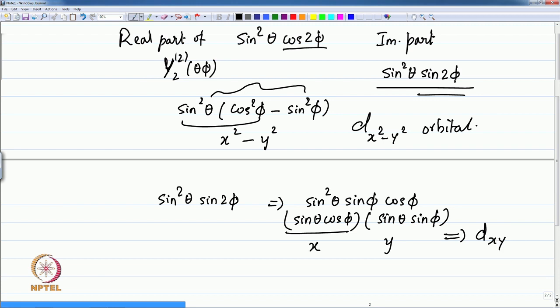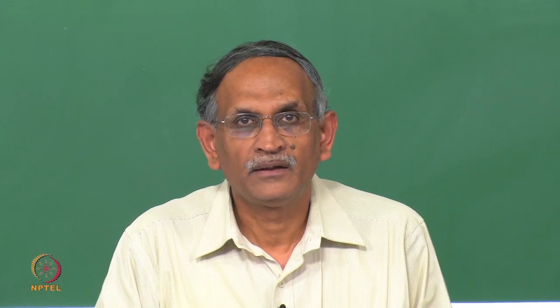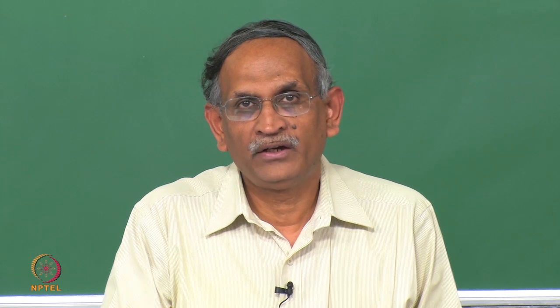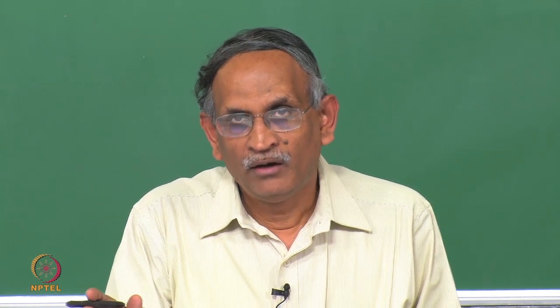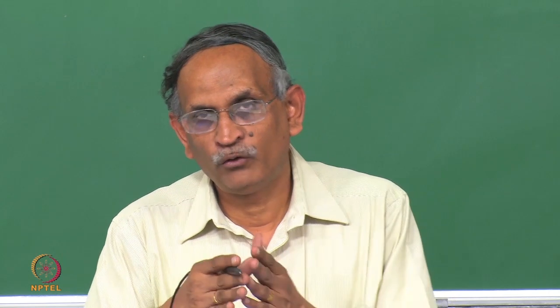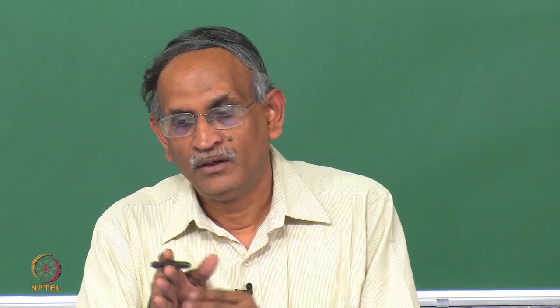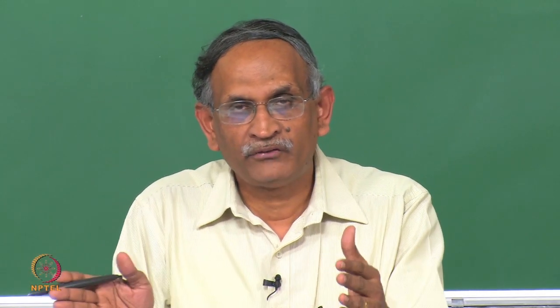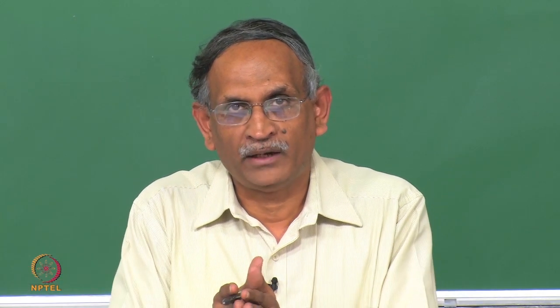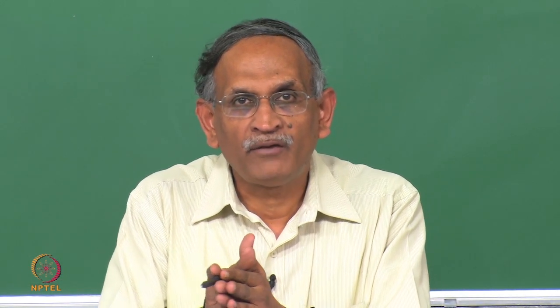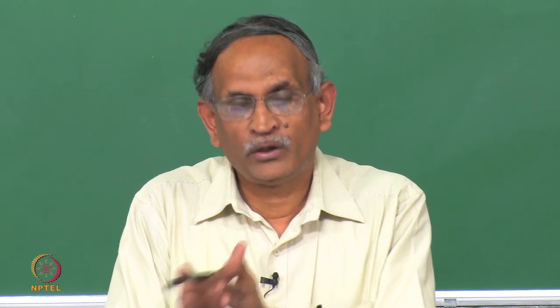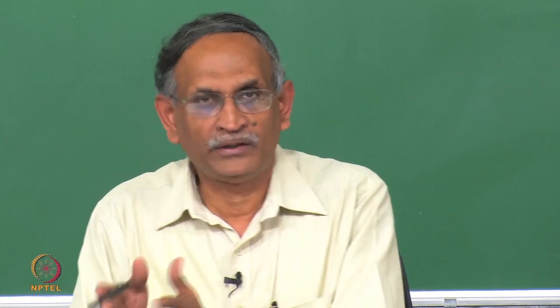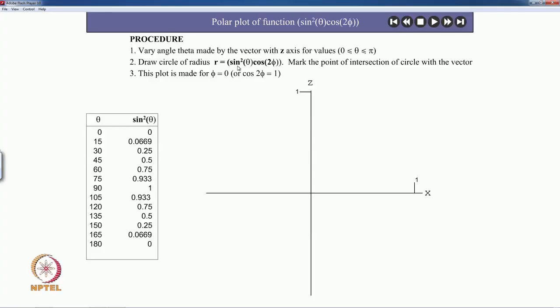And you see the difference between the two functions is essentially the difference between cos 2 phi and sin 2 phi. Cos 2 phi and sin 2 phi differ by pi by 4 in phi. If you change phi by pi by 4, cos 2 phi becomes sin 2 phi. Therefore, the shape that you have for dx square minus y square will only be rotated by 45 degrees to get the shape of sin square theta sin 2 phi, that is the dxy. We will see that.